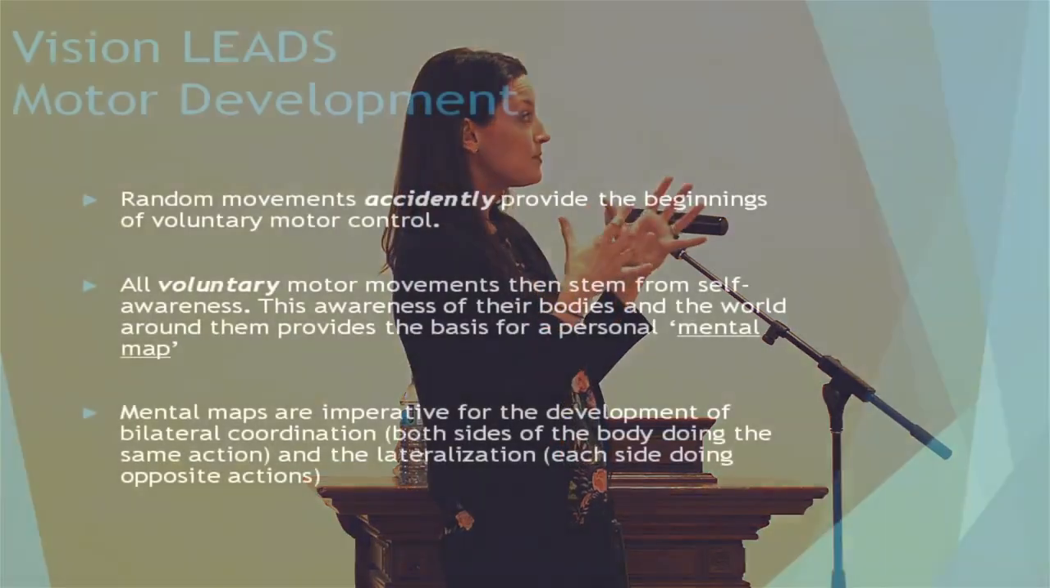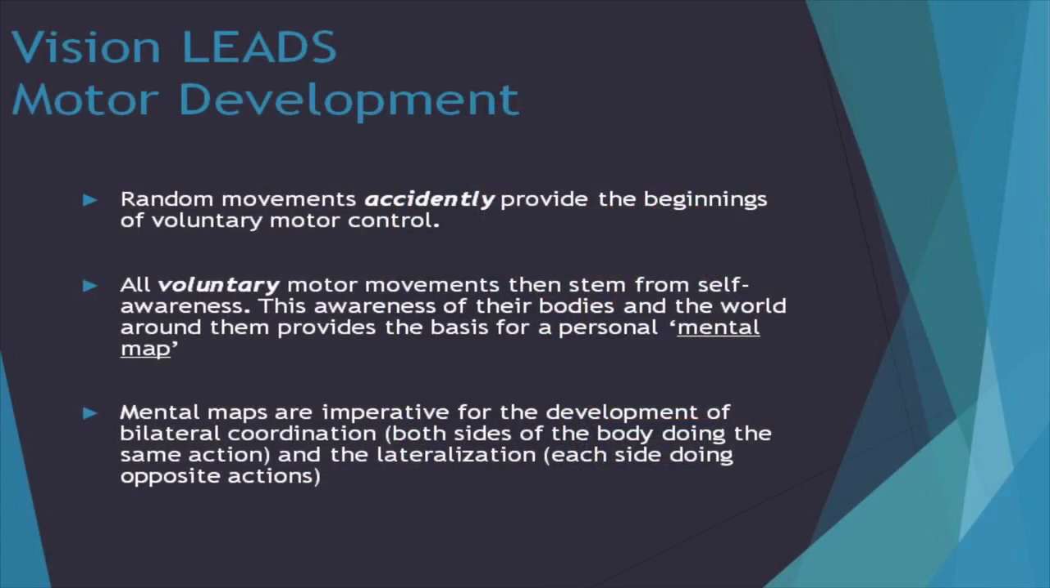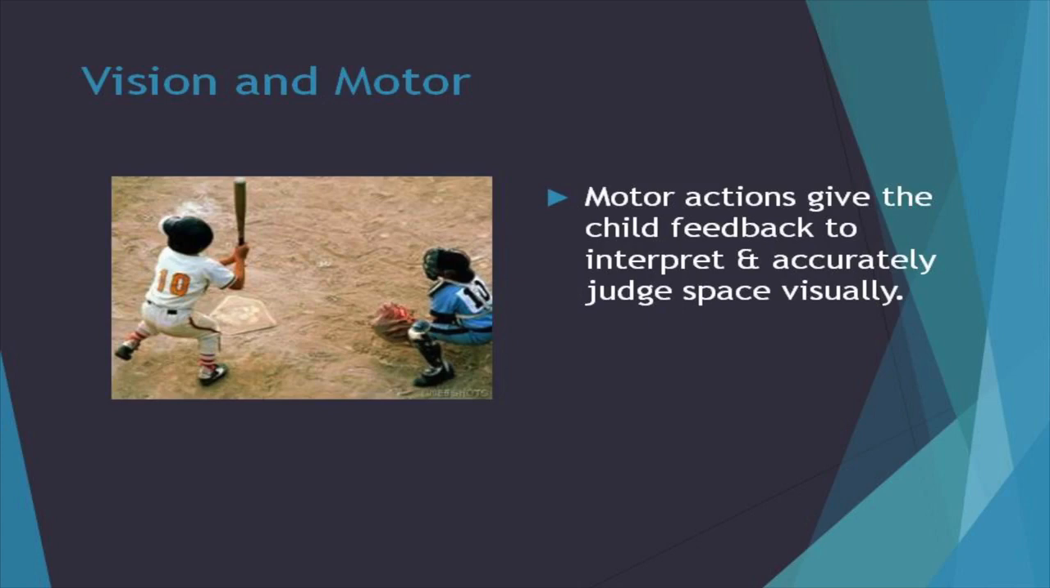They're creating, where am I in space? Where is this chair in relation to me? And in their mind, they're building north, south, east, west, up, down, left, right, however it is, but they're creating a world around them so they can identify themselves in space. Mental maps are important for the development of bilateral coordination. So moving the same sides of the body doing the same action, or like crawling, lateralization, different sides of the body doing different things at the same time, which is crawling, with cross patterning, which to me visually is one of the most important development skills. So motor actions give the child feedback to interpret and accurately judge visual space. So we can click that one.